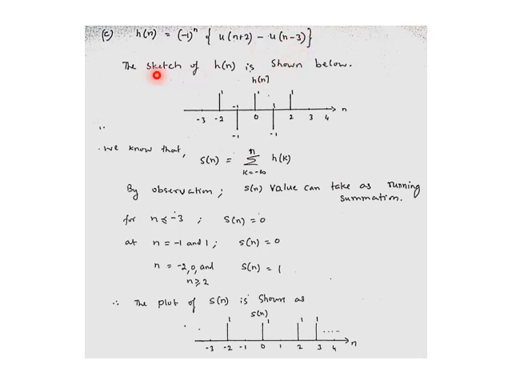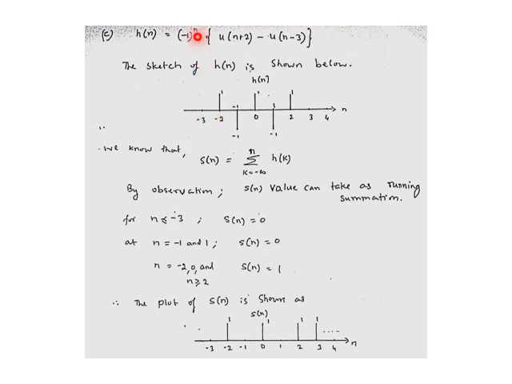If I sketch this, u of n plus 2 is defined from minus 2 to infinity, and u of n minus 3 is defined from 3 to infinity. If you subtract these two, values exist only from minus 2 till 3, not exactly at 3. This is multiplied with minus 1 to the power n. When n equals minus 2, minus 1 to the power minus 2 means 1 by minus 1 whole square, that means plus 1. So plus 1 will be there at minus 2.